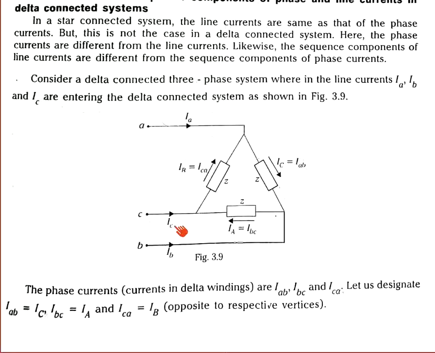You can take IR, IY, IB also, no problem. Remember that small c is different from capital C. This capital IC and this small Ic are not the same. Similarly, for IBC I take Ia, and for ICA I take Ib. These are my phase currents in the delta connected system. So IAB is represented as Ic, IBC is represented as Ia, and ICA is represented as Ib.